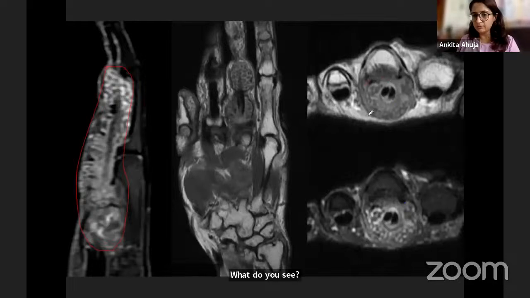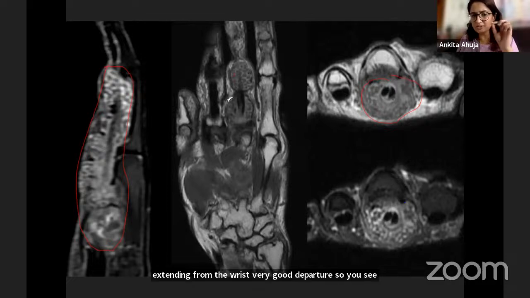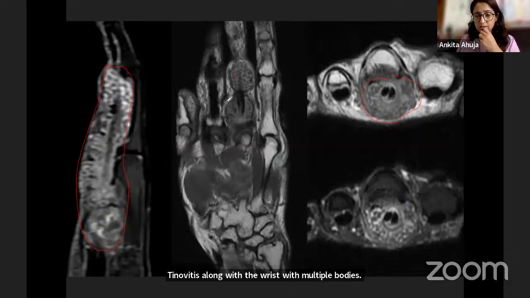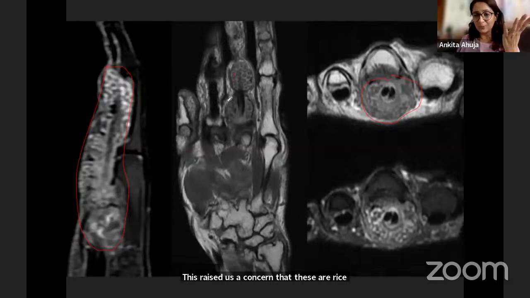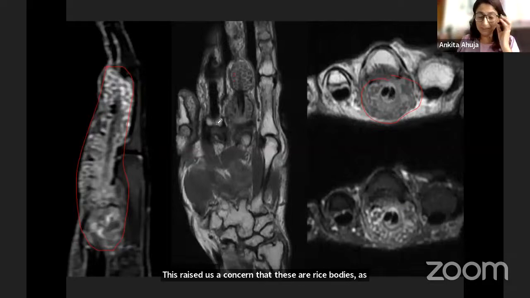Okay, so you see tenosynovitis extending from the wrist. Very good, Dipanshu. So you see tenosynovitis along the wrist with multiple bodies. Can you see these are very symmetric, tiny bodies? This raised a concern that these are rice bodies, as Smita has mentioned. So that was something which gave us a clue that this might be inflammatory, right? But it is pretty confusing. There's not that much soft tissue edema, which you usually see more with infective pathologies.